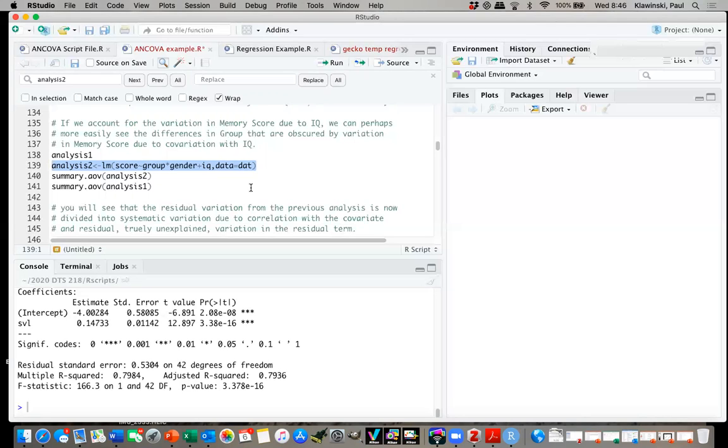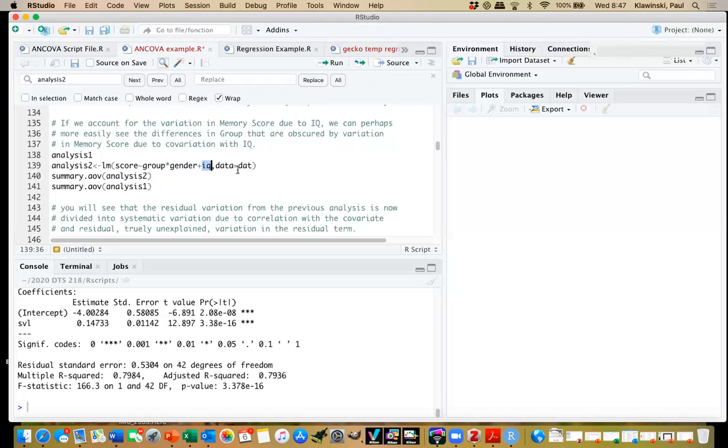So gender and IQ, those are the confounding variables. These are all sources of potential explanatory variation. You have variation due to taking the drug or not taking the drug. You have variation that is potentially accounted for by males being different from females. And then you have a confounding variable, potentially, this covariate, which is IQ. And so these are all sources of potential variation.